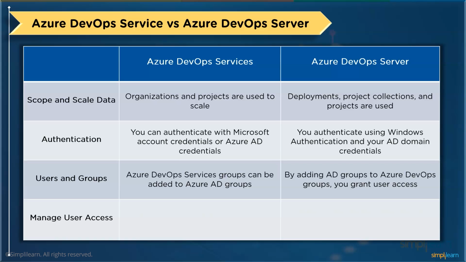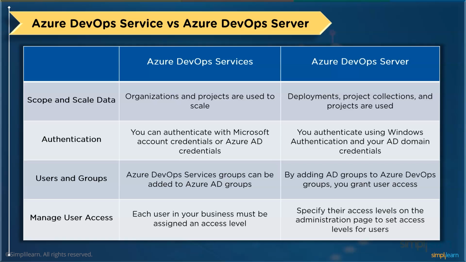Azure AD groups can be added to Azure DevOps Services groups. So you must add users one at a time if you utilize Microsoft accounts instead of Azure AD. On the other hand, by adding Active Directory groups to multiple Azure DevOps groups, you may grant user access to deployments in Azure DevOps Server. The membership of AD groups is kept in sync, so users gain and lose access to Azure DevOps Server as they are added and withdrawn in AD.